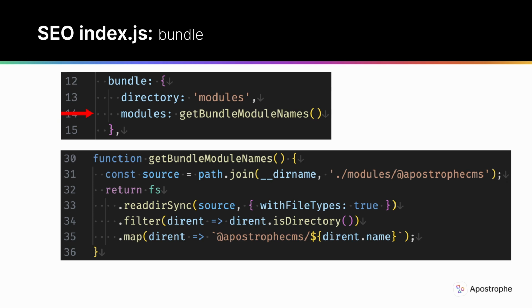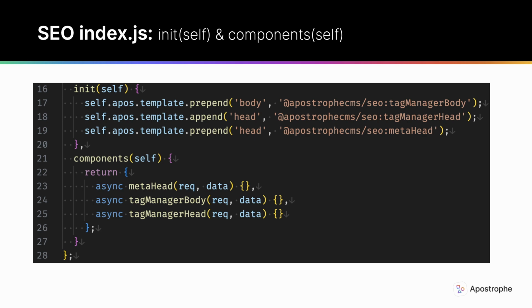In this case, that array is supplied by the function getBundleModuleNames, located at the end of the index.js code. Using this approach allows for the registration of any number of modules quickly. The initSelf and componentSelf configuration objects work together to add markup to the body and two sections of the head.